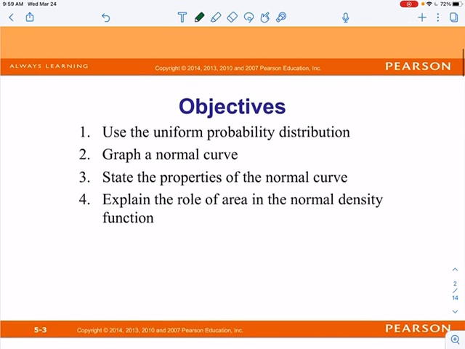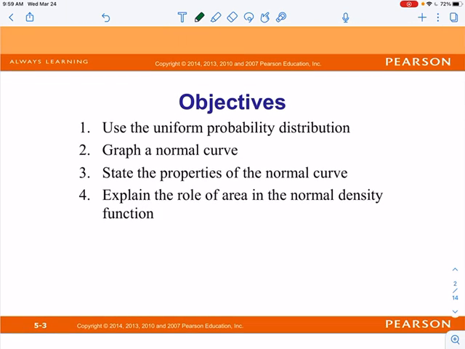So again, our 4 objectives overall were to use the uniform probability distribution and to graph a normal curve, which we talked about during that first video. And now for objectives 3 and 4, which will be in this video, we're going to state the properties of the normal curve and explain the role of area in the normal density function.